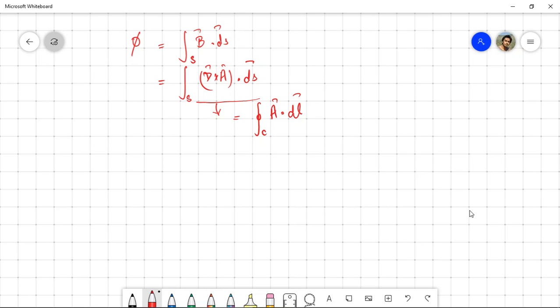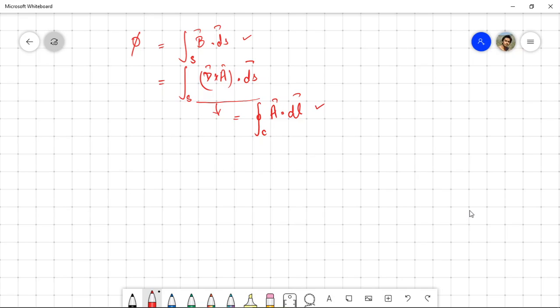This will be equal to phi. So if we want to calculate the value of phi and we have the value of B, we can use this expression. But if we want to calculate the value of phi by using the vector magnetic potential, it will be easy for us to calculate it by using A dot dl instead of B dot dS, because we know that a surface integral is going to be a little bit more complicated as compared to a line integral.